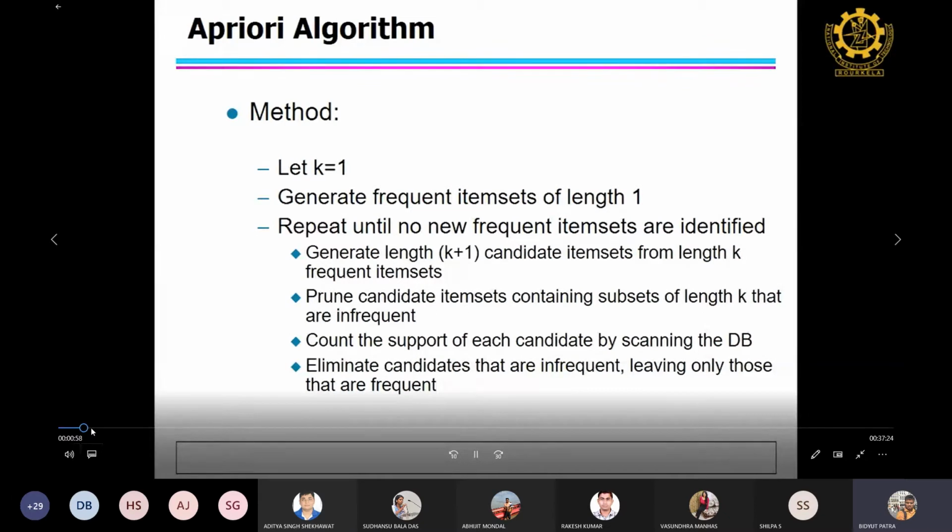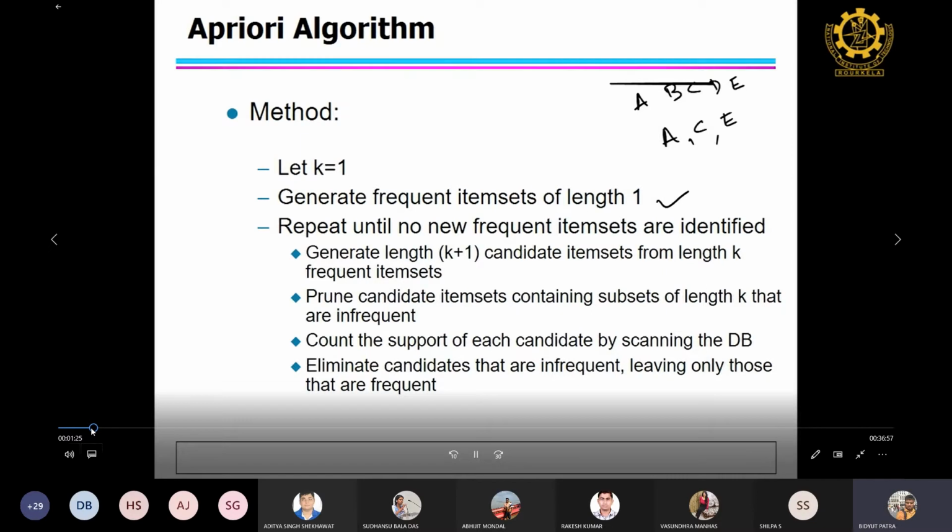Item set length 1 means one item. So we find all the items which are frequent, that is, you generate the frequent item sets of length 1. Say A, B, C, D are the items. Then let's say you find A, C and E, these three are frequent.